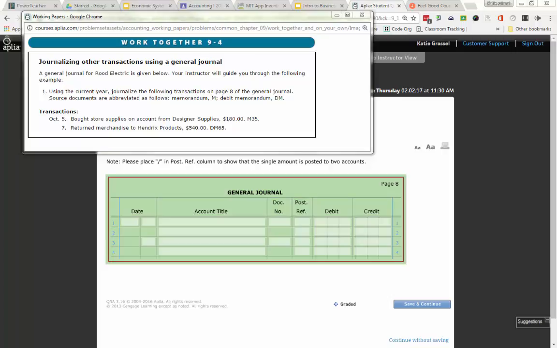So Work Together 9-4 deals with the last journal that we're going to work with in this chapter, because it's the last section. So we have worked with now 2 new journals. Purchases. The purpose of a purchases journal is only for recording merchandise that's bought on an account.